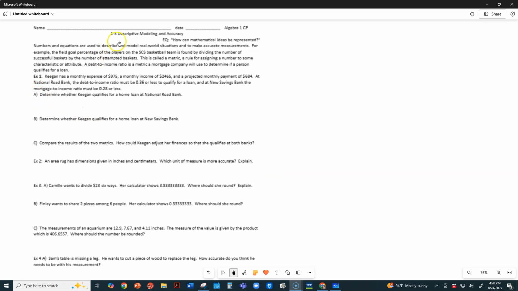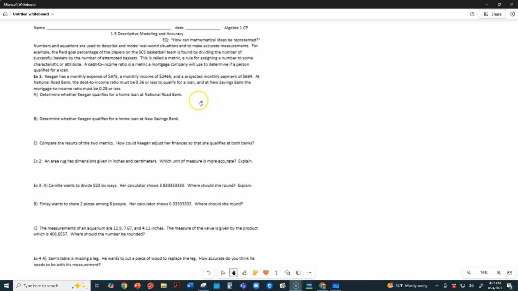All right, so on 1.5, we're just going to look at ways that we can model or just write expressions or equations and how we can deal with the concept of accuracy. So Keegan has a monthly expense, monthly income, and a projected monthly payment. I'm sure this is for a mortgage. And then he's got two different banks, the National Road Bank and the New Savings Bank.